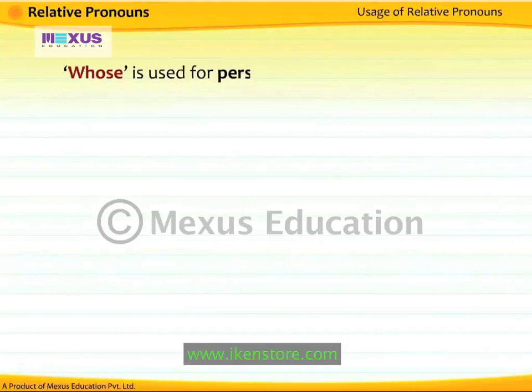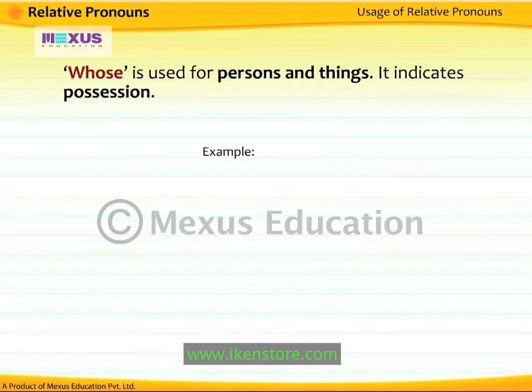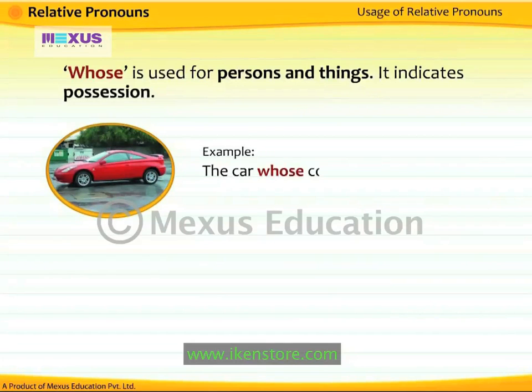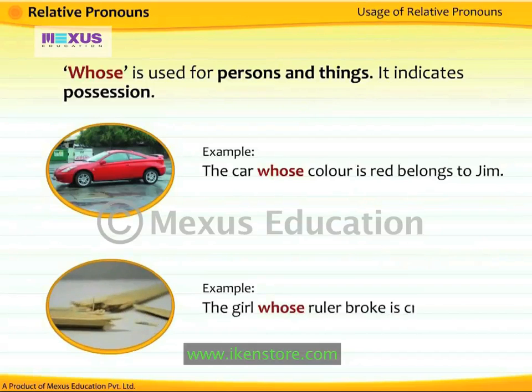Whose is used for persons and things. It indicates possession. For example, the car whose color is red belongs to Jim. The relative pronoun whose is used for a thing, namely the car. It indicates the color red is a quality associated with the car. Let's look at another example. The girl whose ruler broke is crying. Here, the relative pronoun whose is used for a person. The ruler belongs to the girl.